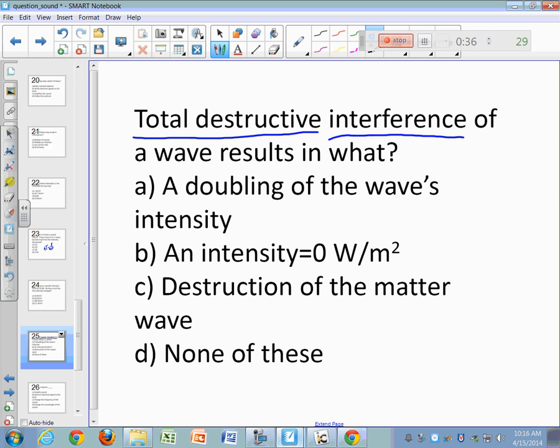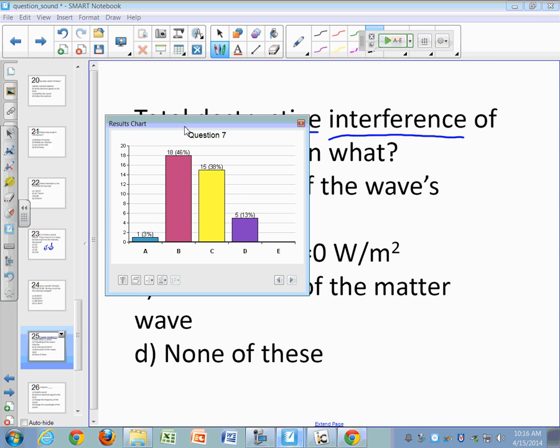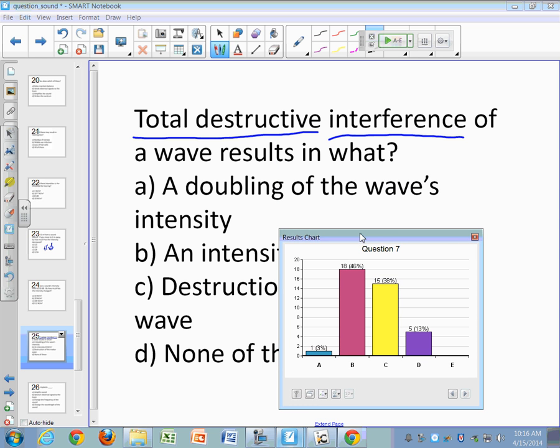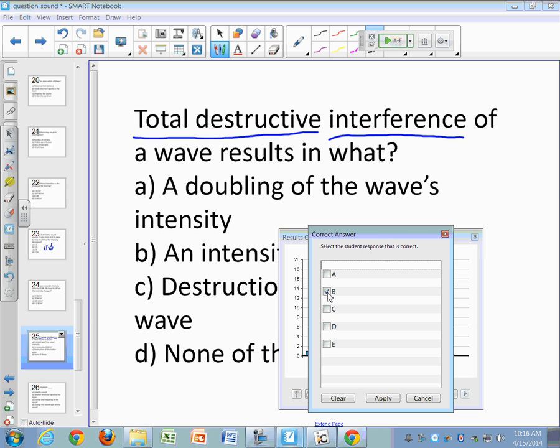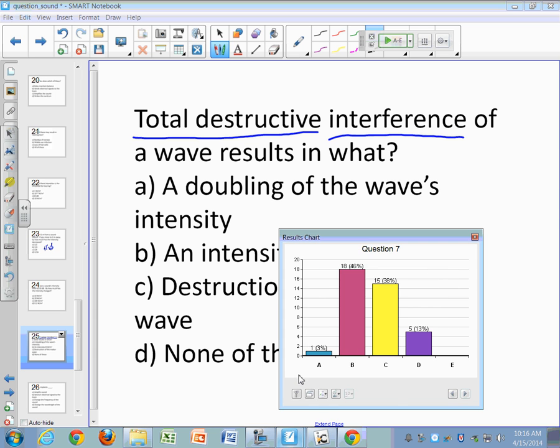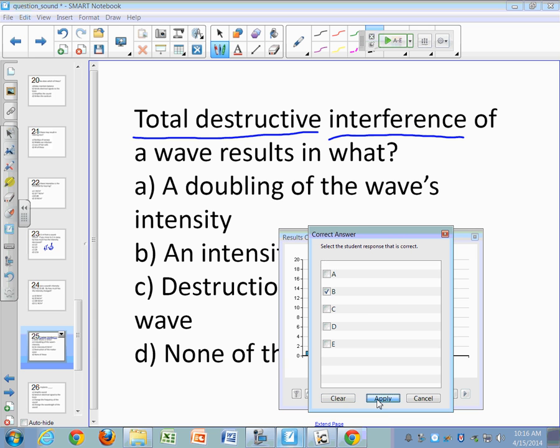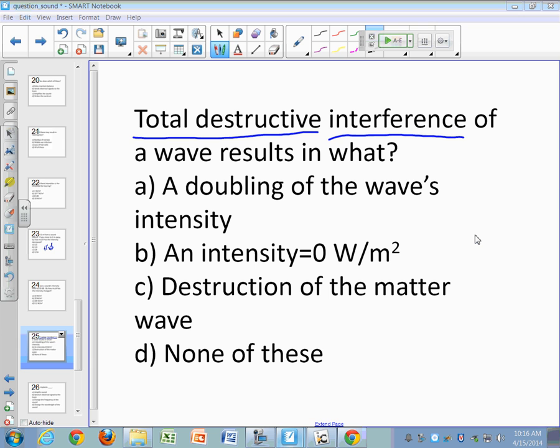All right, I'll stop at, say, 42, 40, or I'll go to 45. Okay, let's see, it is B. I'll show you. You're not actually destroying the matter wave. It just goes to an intensity of 0. I understand that's a little misleading. If you saw this on the test, I would not have option C. All right, but it's actually the intensity that's going to 0.